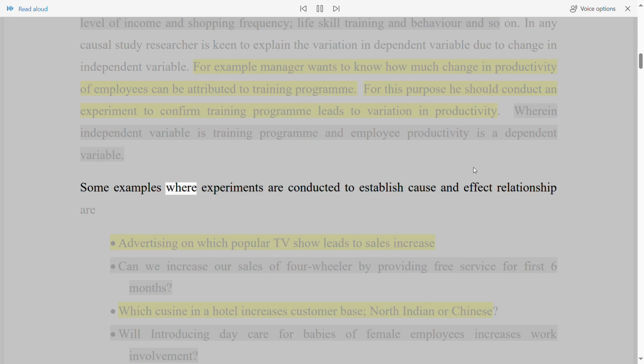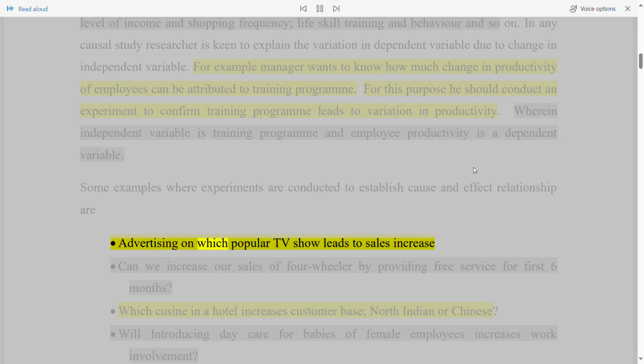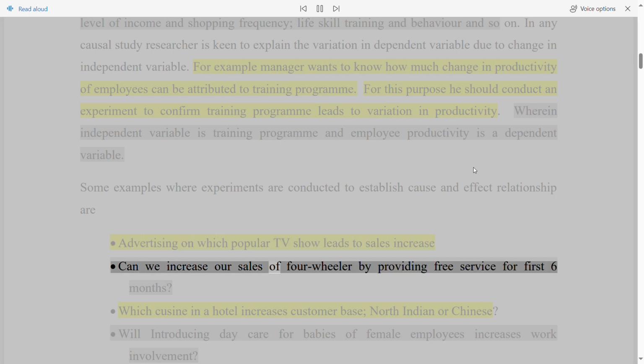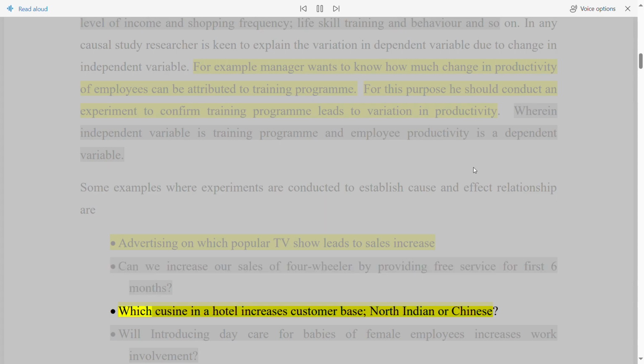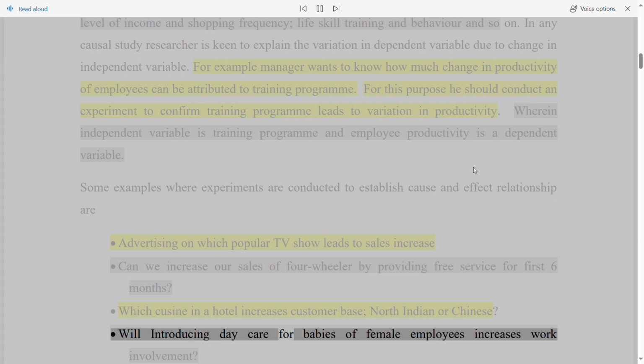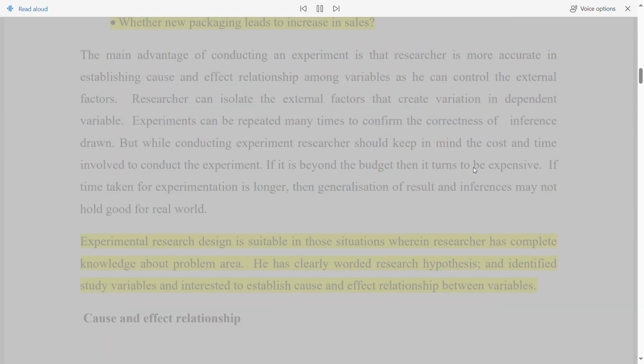Some examples where experiments are conducted to establish cause and effect relationship are: Will advertising on a popular TV show lead to sales increase? Can we increase our sales of four-wheelers by providing free service for the first 6 months? Which cuisine in a hotel increases customer base, North Indian or Chinese? Will introducing daycare for babies of female employees increase work involvement? Whether new packaging leads to increase in sales.